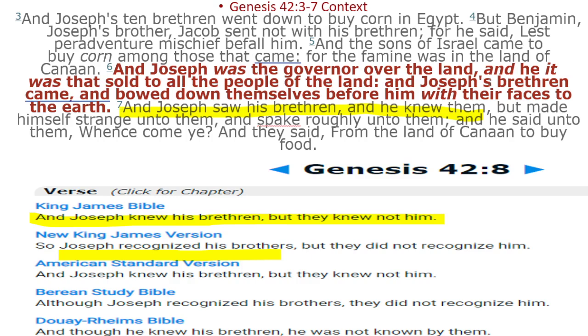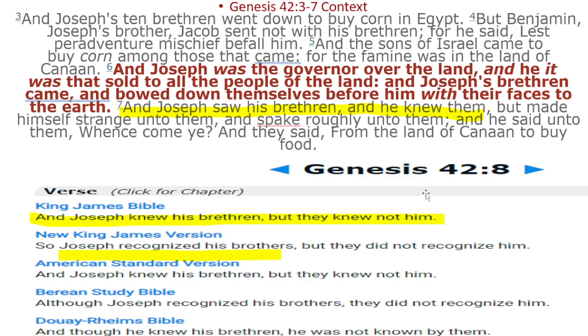And mind you, Joseph is their brother, one of the 12 tribes of Israel. And he it was that sold to all the people of the land. And Joseph's brethren came and bowed down themselves before him with their faces to the earth. And Joseph saw his brethren, and he knew them, but made himself strange unto them, and spake roughly unto them. And he said unto them, whence come ye? And they said, from the land of Canaan to buy food. So Joseph knew that those were his brothers, but they did not know that Joseph was their brother. They just thought Joseph was another Egyptian, right? Because Joseph was what? He was governor over the land of Egypt.